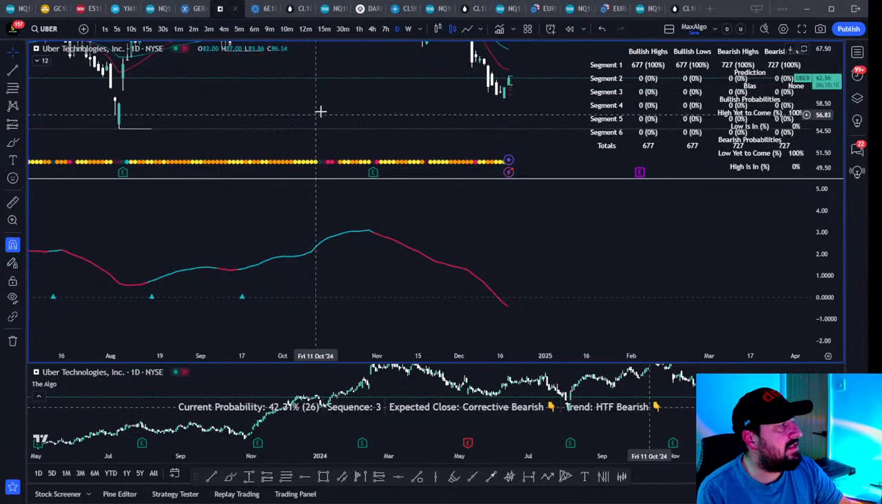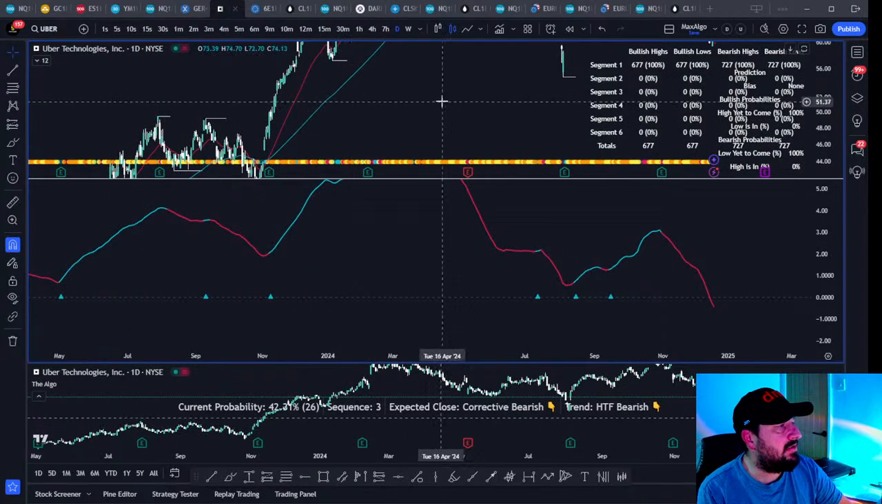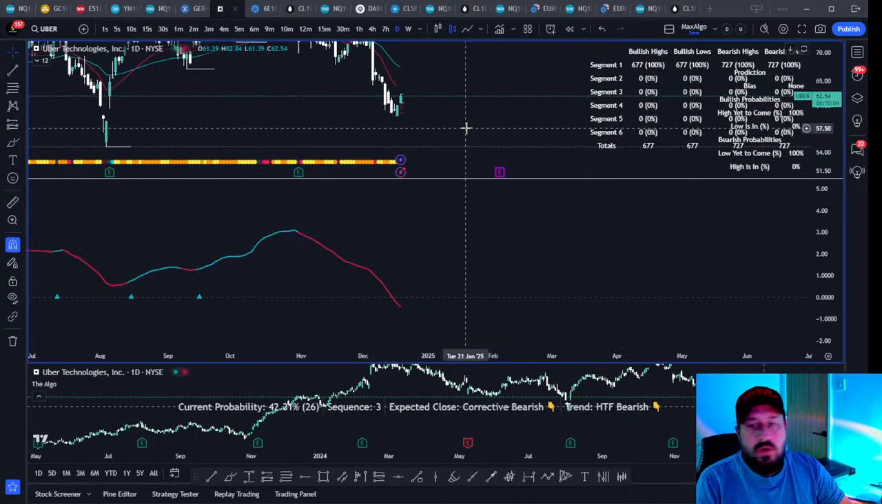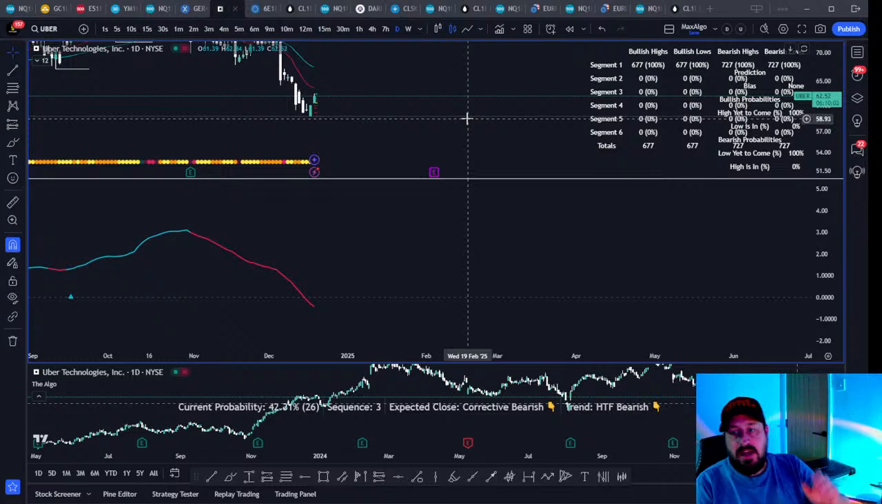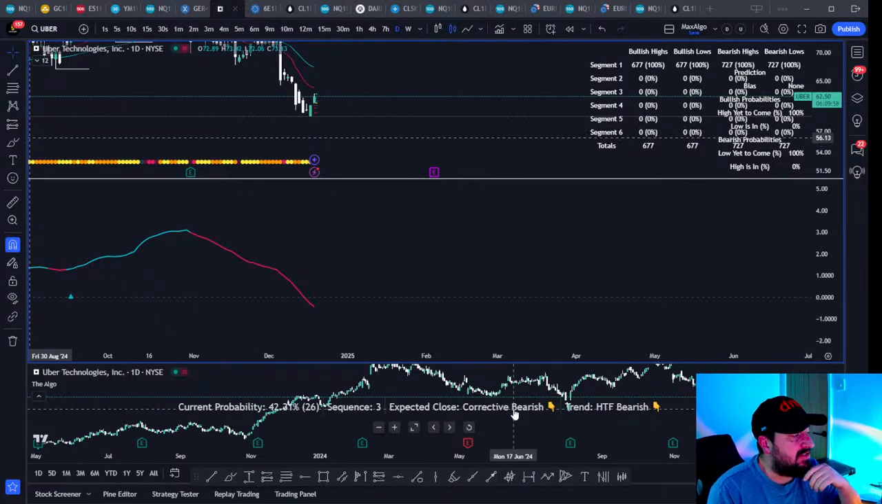We have just come down to this gap, right? Inside this gap. We've still got gaps further down. There's one down here. So Uber's looking interesting. Going to keep an eye on that. I think, you know, we could see we're corrective bearish.